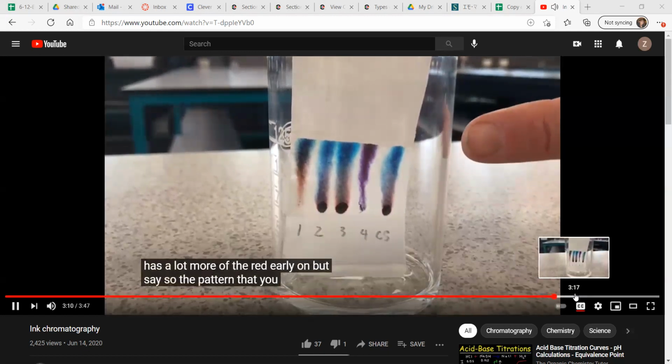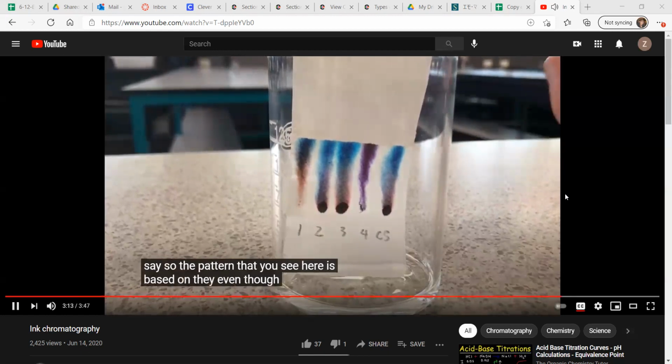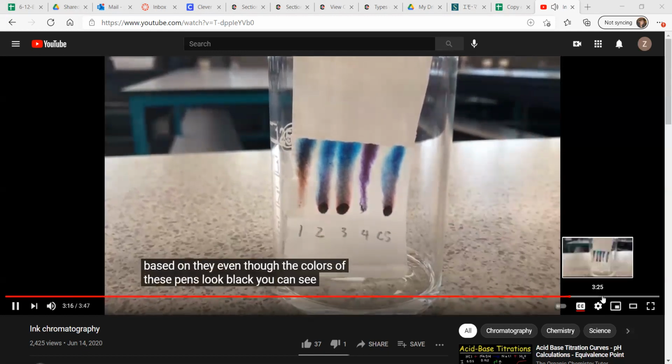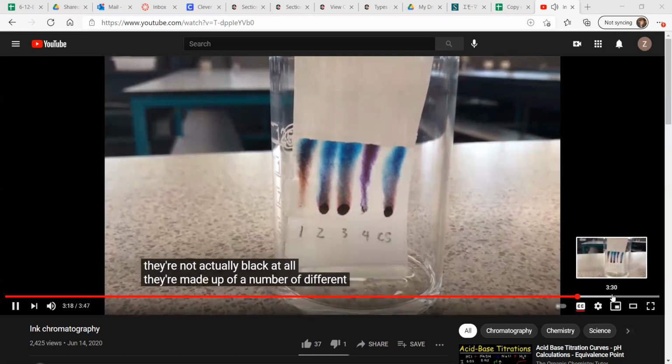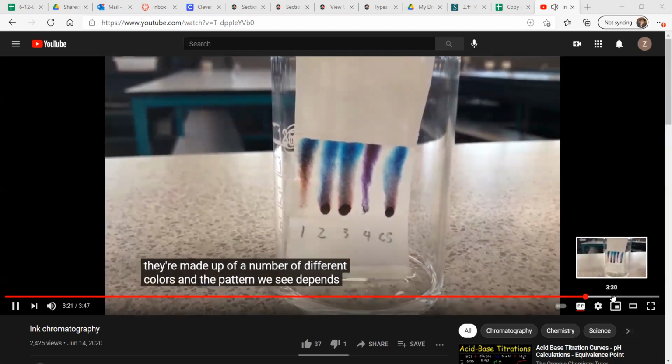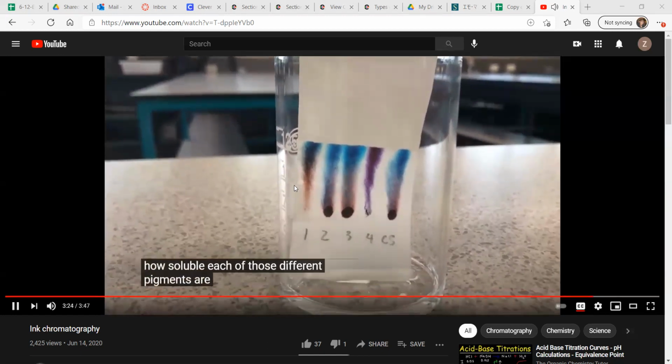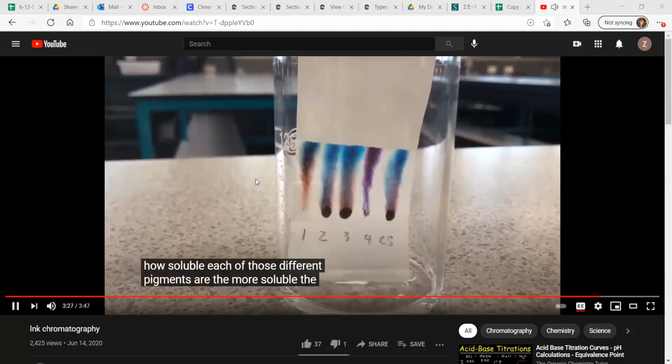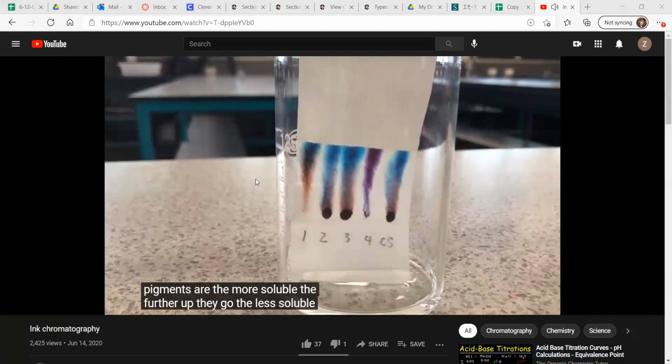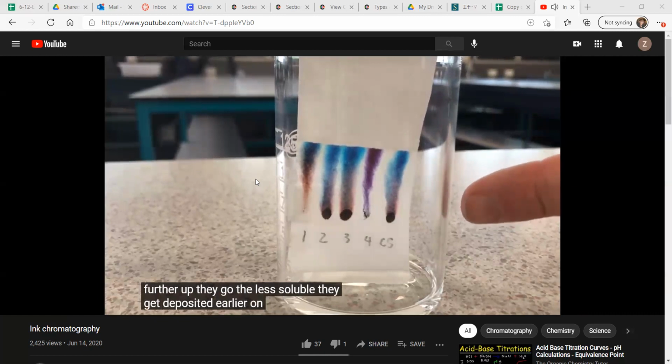The pattern that you see here is based on, even though the colours of these pens look black, you can see that they're not actually black at all. They're made up of a number of different colours. And the pattern we see depends on how soluble each of those different pigments are. The more soluble, the further up they go. The less soluble, they get deposited earlier on.